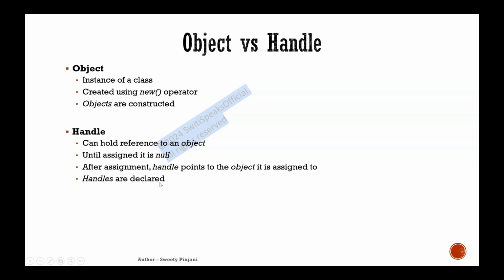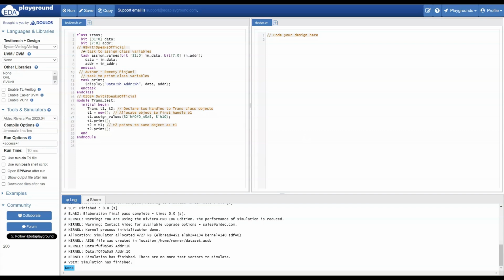Now we are going to understand the difference between object and handle with the help of a coding example, because with code only, all these doubts can be cleared properly. Now let's see one code. It will help you understand the difference between class object and class handle, or we can say the difference between object and handle. Let's understand this code first.